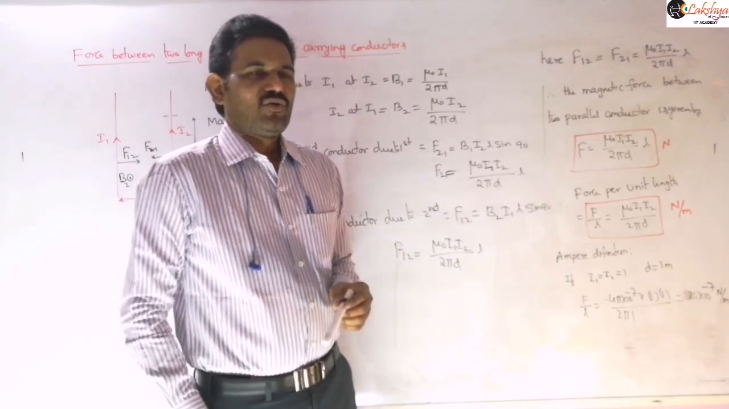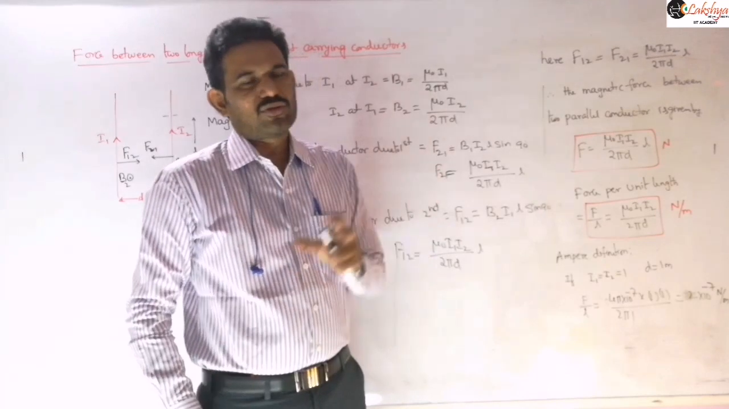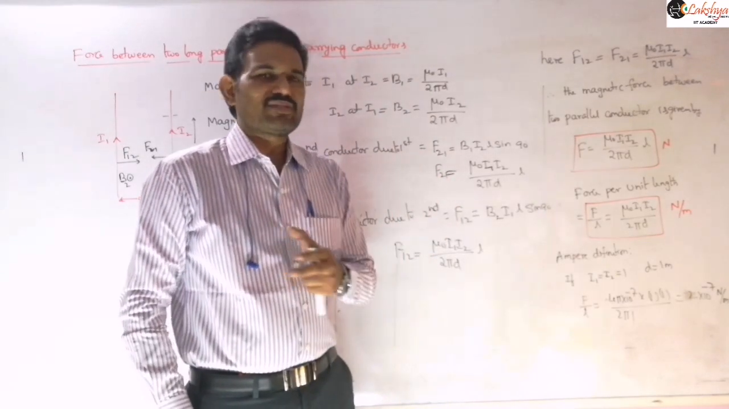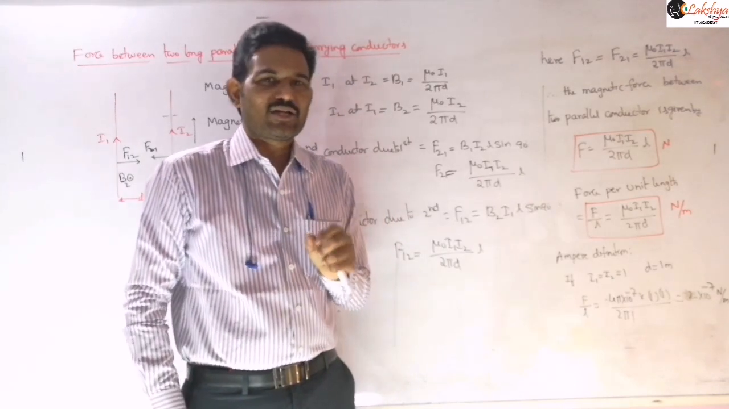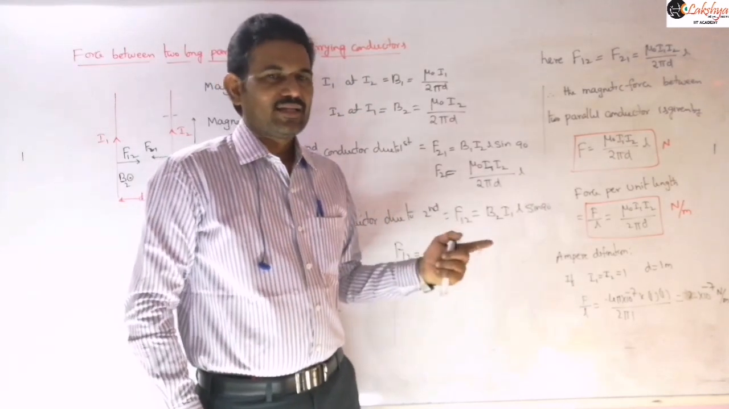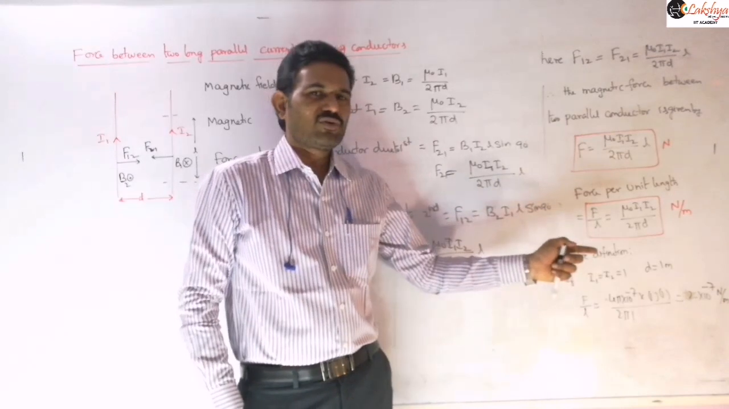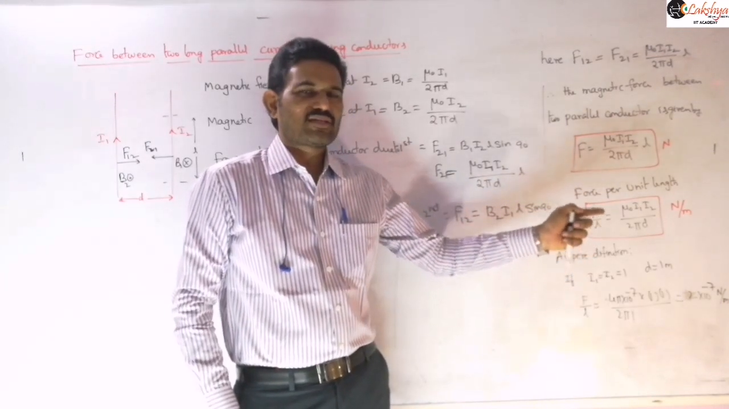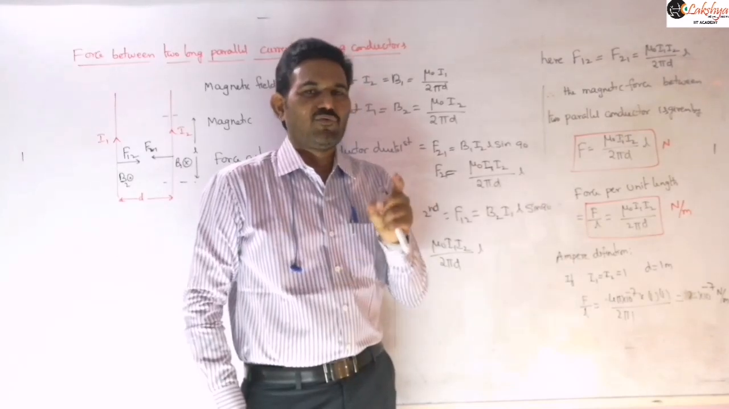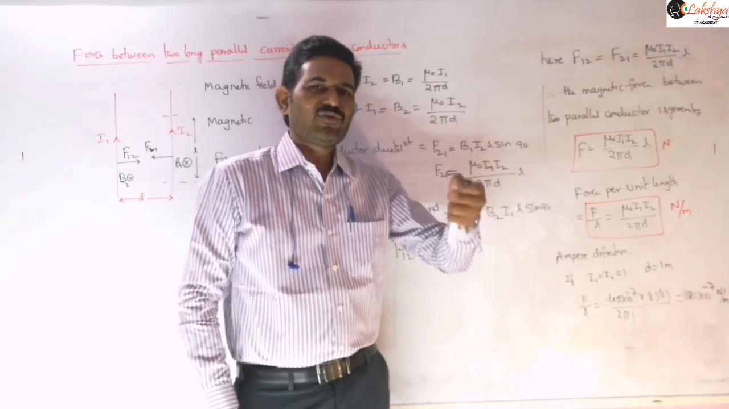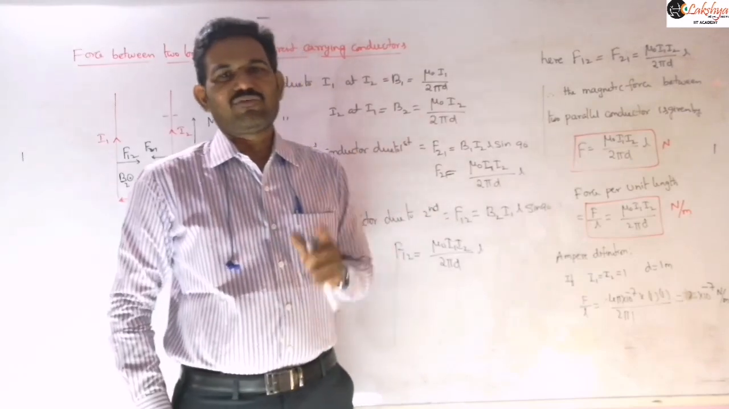That means we allow some current to flow through both the conductors, and generally we allow the same amount of current to flow through them, and we adjust the current value until the force between them is equal to 2 into 10 power minus 7 Newton per meter when they are separated by a distance of 1 meter. Then the current flowing in each conductor is what we define as 1 ampere.